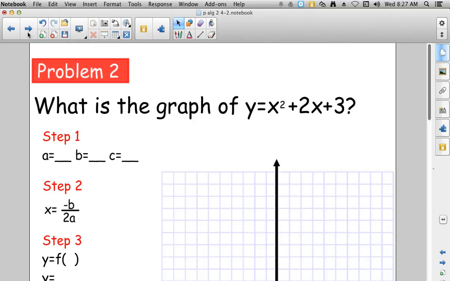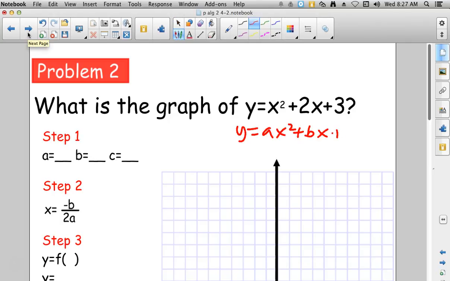What is the graph of y equals x squared plus 2x plus 3? So we remember standard form is that y equals ax squared plus bx plus c. And we realize that if there's not a number in front of x squared, it's because it's 1x squared. And b is a 2, because the 2 is in front of the x term. And then our c value is going to be 3. That's our constant hanging out in that.